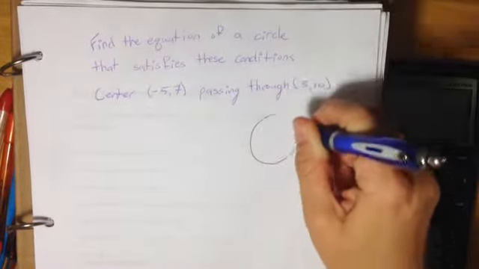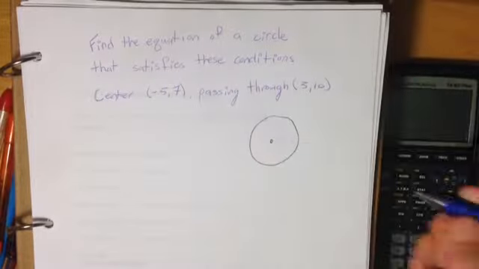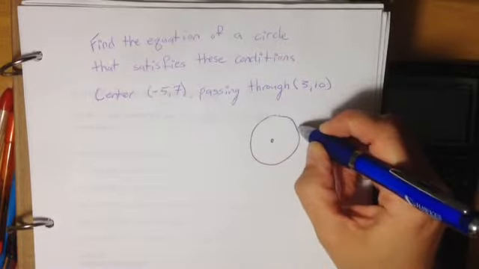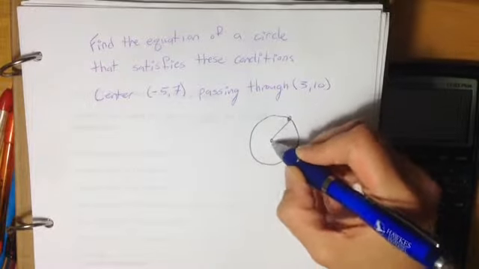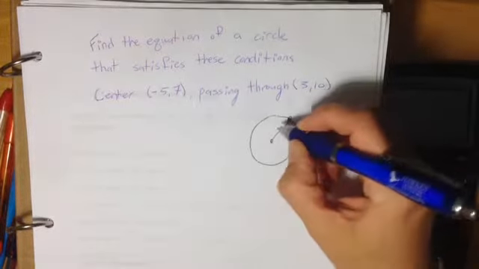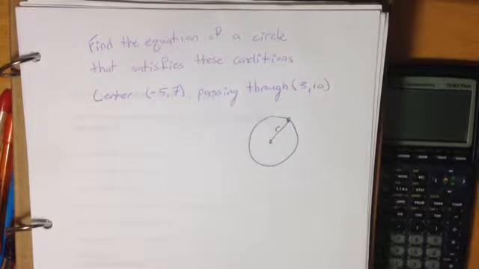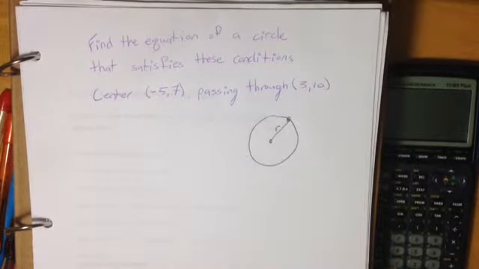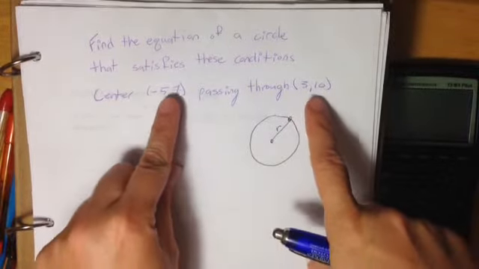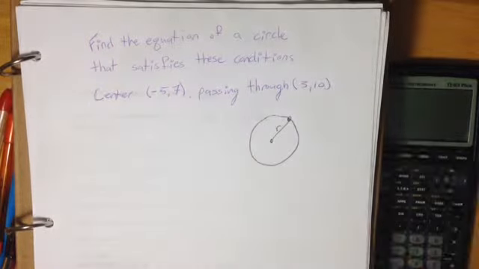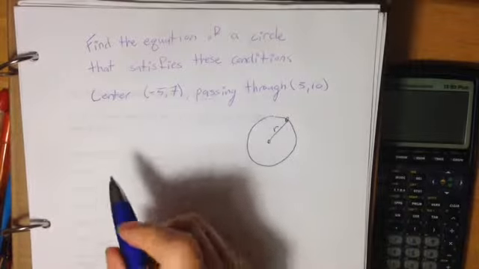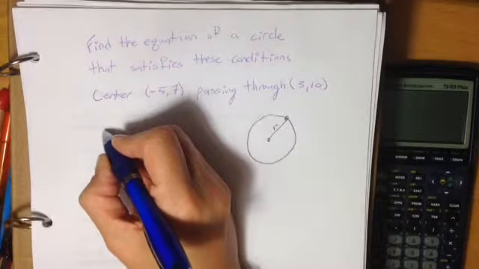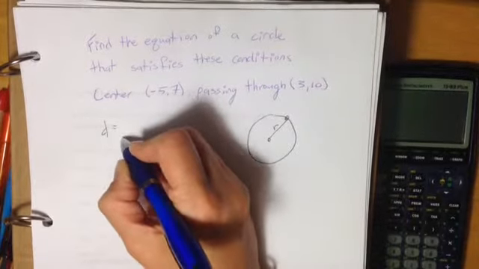So looking at a circle, if I know the center and I know one point somewhere on the circle, then the distance between the center and that point will give me the radius of the circle. So I'm going to use the distance formula to find the distance between these 2 points, and that will actually give me the radius right away. So the distance between these 2 points, I'll use the distance formula.